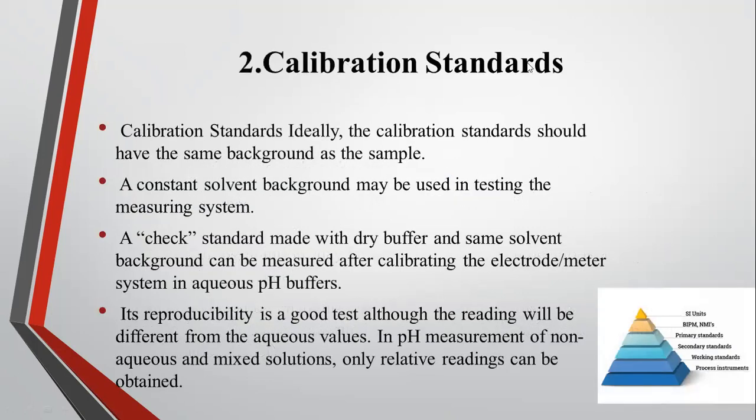Second one is calibration standards. Ideally the calibration standards should have the same background as the sample. A constant solvent background may be used in testing the measuring system. A check standard made with dry buffer and the same solvent background can be measured after calibrating the electrode system in aqueous pH buffers. It is a good reproducibility test, although the reading will be different from the aqueous value. In pH measurements in non-aqueous and mixed solutions, only relative readings can be obtained.